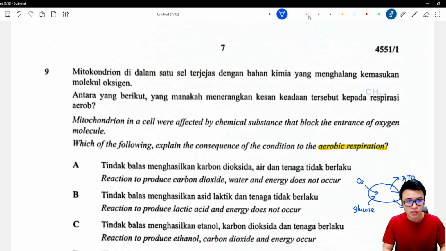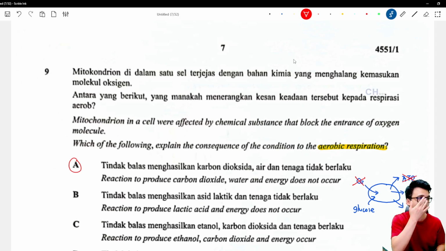Now, what happens if I didn't give the mitochondrion the oxygen? If there's no oxygen, of course, there's no aerobic respiration. Definitely, you are not going to get carbon dioxide, water, and also ATP because the reaction is not occurring, correct or not? So the answer for this question is A. Reaction to produce carbon dioxide, water, and energy does not occur. Okay, so question 9 is A.